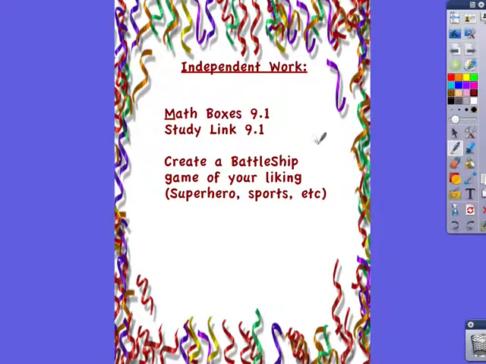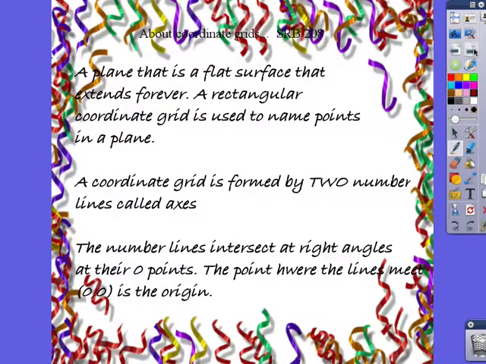I'm going to give you a challenge today of creating a battleship game of your liking. Maybe it's going to be a superhero, something with sports, maybe your favorite TV show. But create a battleship board that you can play with a friend.